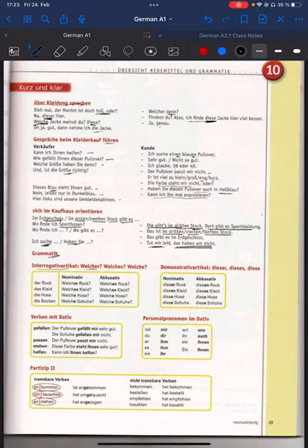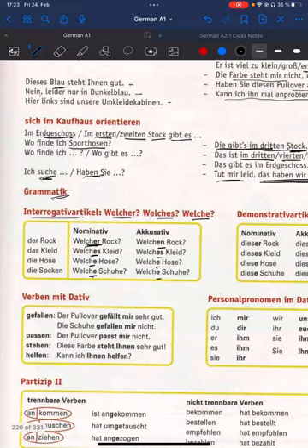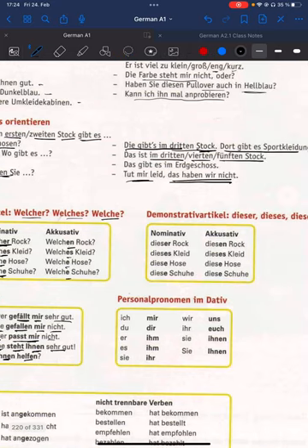Grammatik. Okay, welche. So this is der, das, die plural. Der, das, die accusative. Same with these. Gefallen. Yeah, der Pullover gefällt mir sehr gut. Die Schuhe gefallen mir nicht. Der Pullover passt mir nicht. Diese Farbe steht Ihnen sehr gut. Kann ich Ihnen helfen? So, helfen. Stehen, passen, gefallen, all this with dative. Personalpronomen: mir, dir, ihm, ihr, uns, euch, Ihnen.